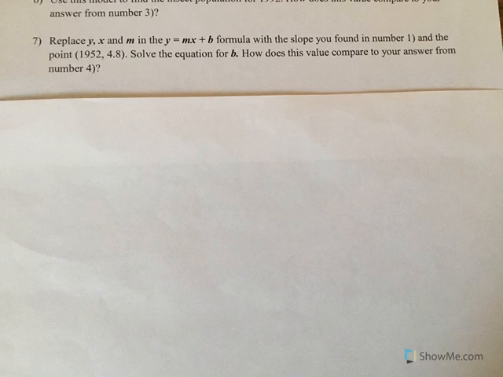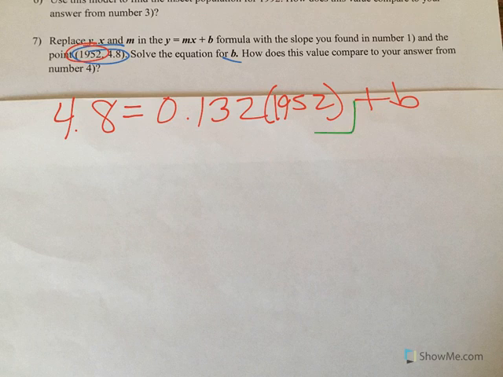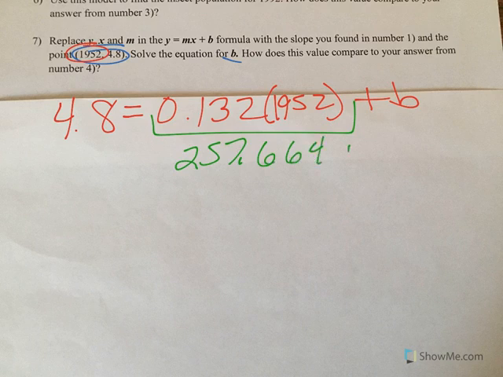Okay, now let's do the same thing. Let's solve for b again, but let's use our other point. So we're going to use y equals, my slope, as we know, is 0.132. My x value now is 1952, and we're going to solve for b. So we're just going to say, what would have happened? What would have been our y-intercept if we would have done it the other way? Well, if I multiply these pieces together, I get 257.664.